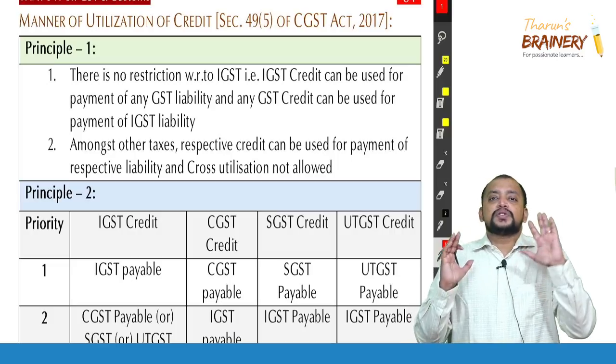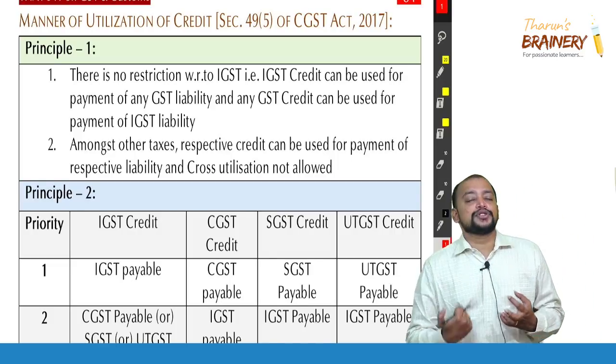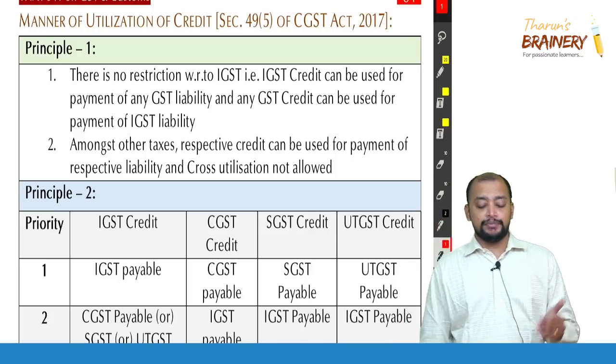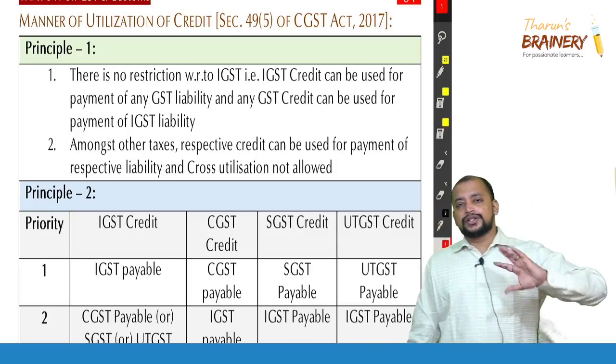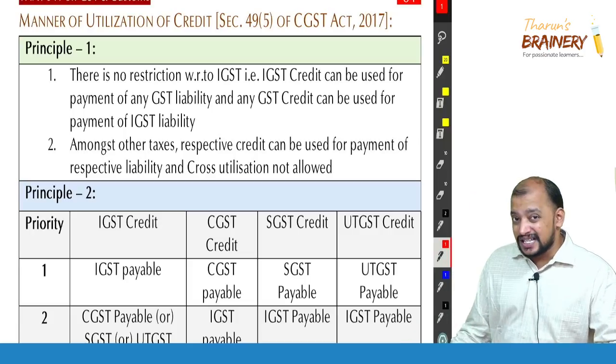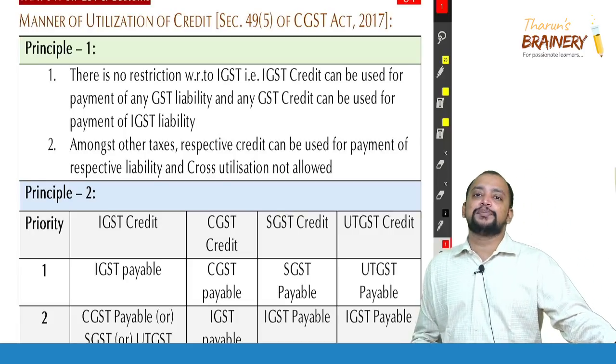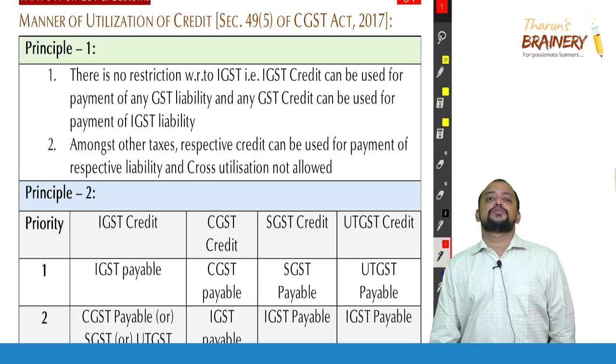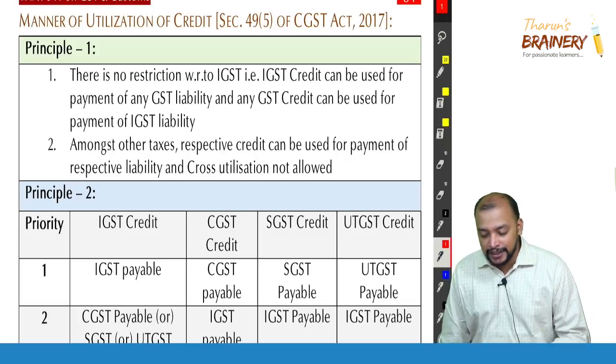And that is, once we take the credit, that credit can be used for what purpose? So there are few principles which we need to remember. Principle number 1: there is no restriction with respect to IGST. What does it mean? It means that IGST credit can be used for payment of any GST liability, and any GST credit can be used for payment of IGST liability.